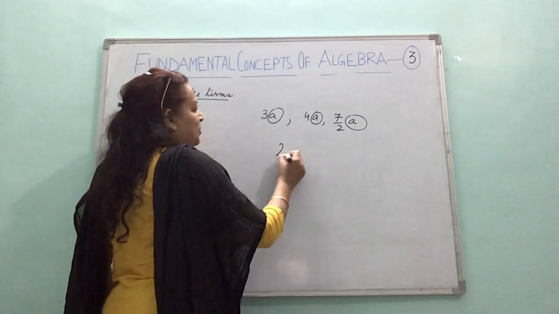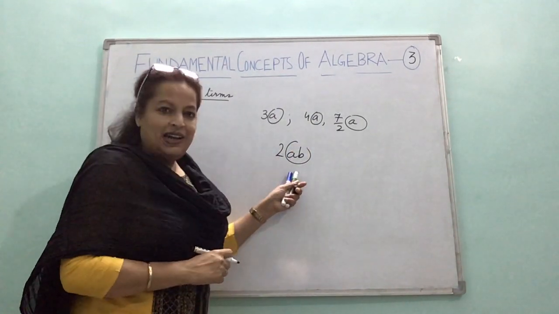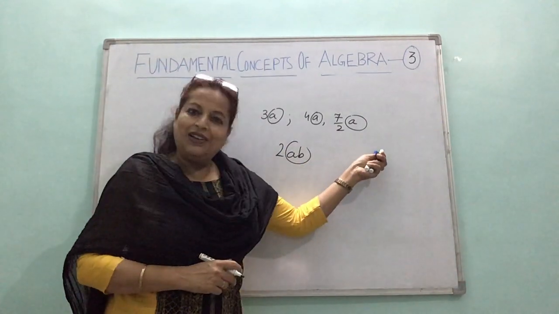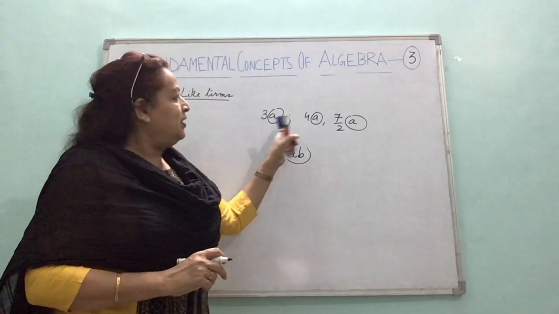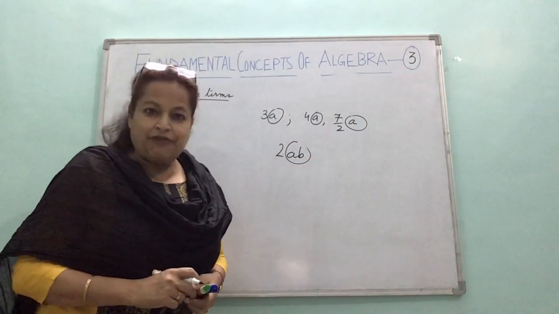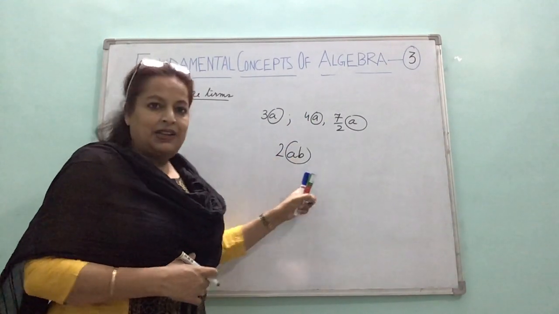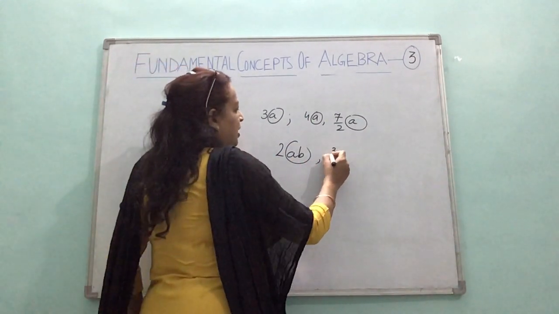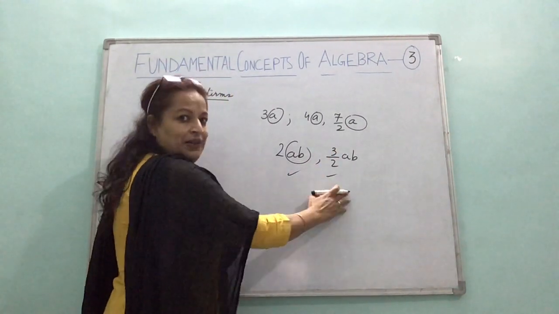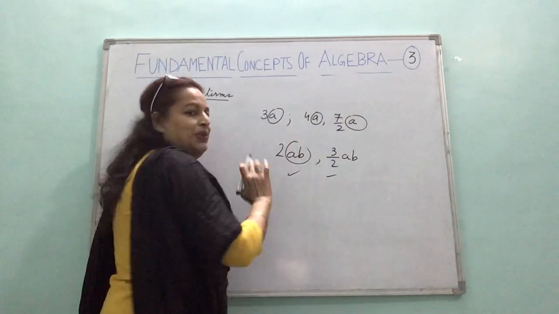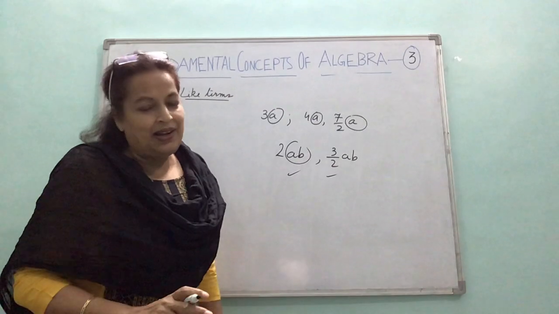Like if it is 2AB. Now this is different from these two. So this is an unlike term and these three are like terms. Very simple, but you have to be very clear with this. So like terms have the same literal factors, or the alphabet part is the same. These two are unlike terms. But if I write 3 by 2AB, then these two are like terms, but they are unlike the previous term, right? So it is clear to you? So like and unlike terms.